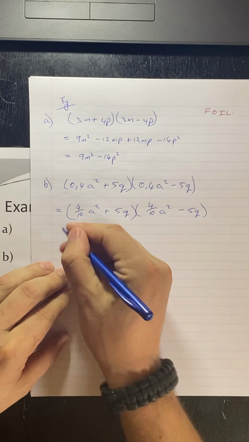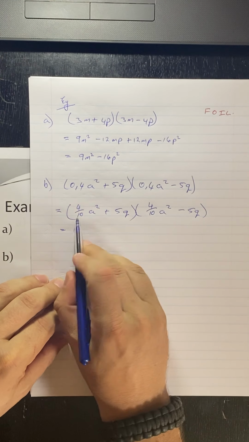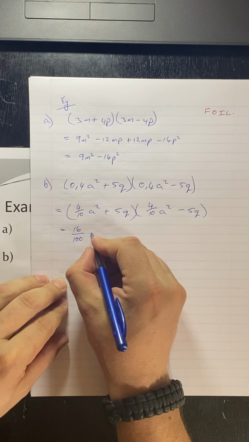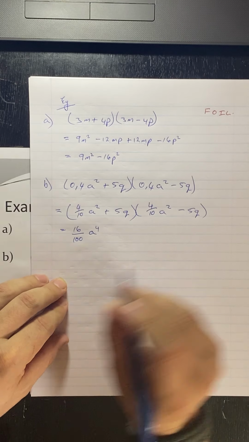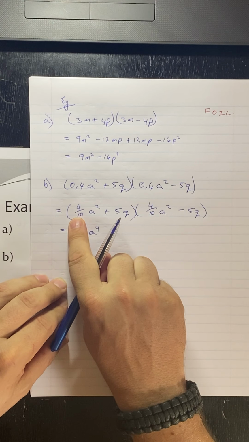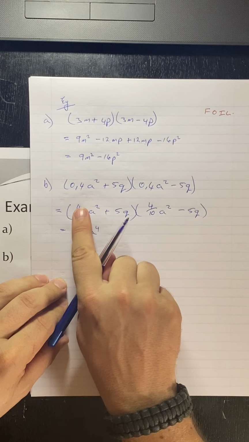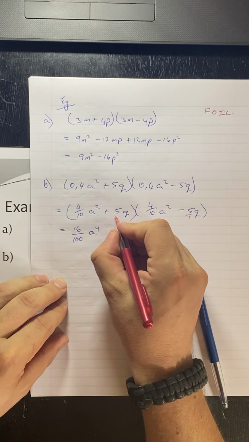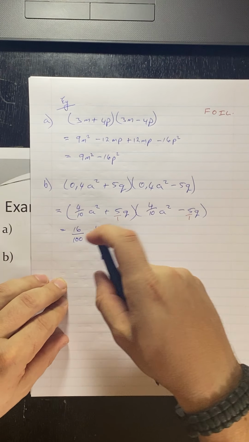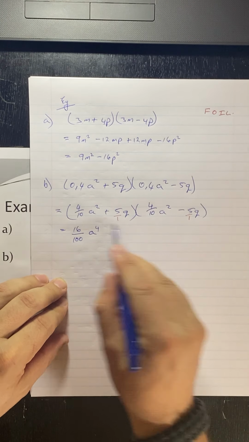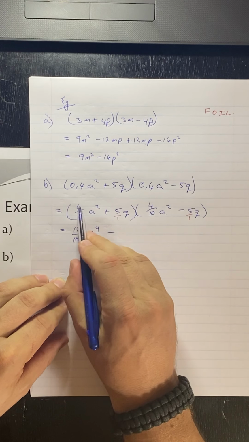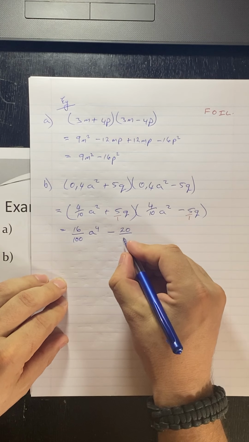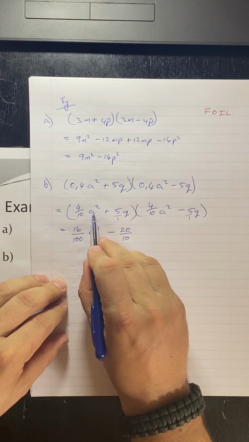So top and top is going to give us 16, and then 10 times 10 is going to give us 100. a squared times a squared is going to give us a to the 4. Now I'm doing the outers. If we multiply a fraction with just a normal number, just remember that this is over a 1, and that's also over a 1. So again, I'm going to do top with top, bottom with bottom. We're going to get a negative 4 times 5 is 20, over 10 times 1 is 10. And we're left with a squared q.